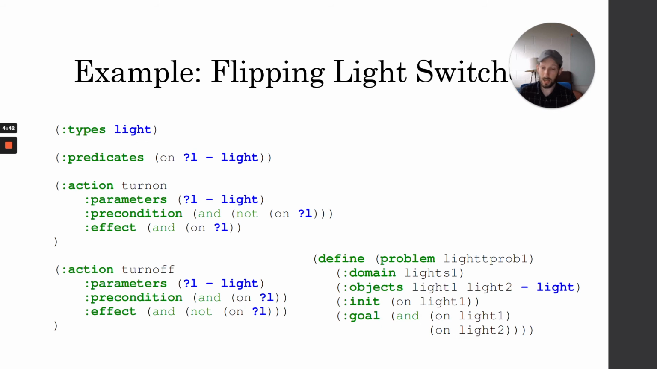Okay, so the example we'll use here is flipping a light switch. This is one of the two domains that anybody would sort of go to when you first see this problem. Here we have just a single predicate on for a light, and the precondition is that it's not on, the effect is that it is on, and turning it off, it just reverses those two things, right? And in the initial state, we have that light 1 is on, and we don't talk about light 2, the other object, because we assume it to be off, right? Which means it's not on.